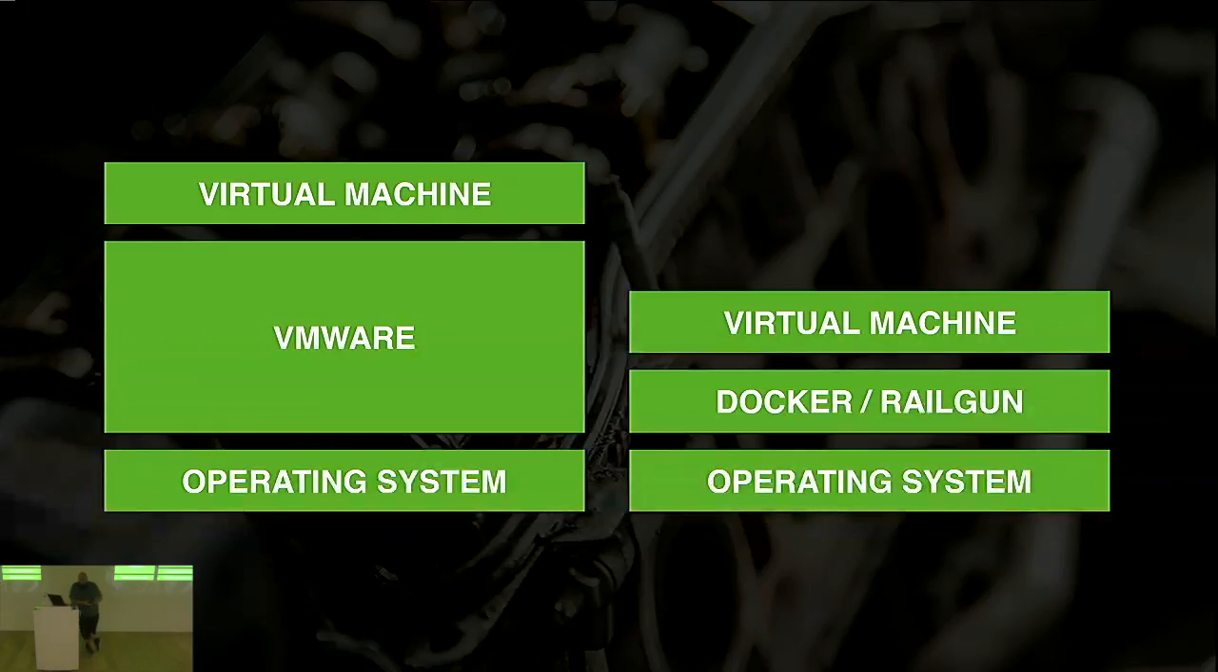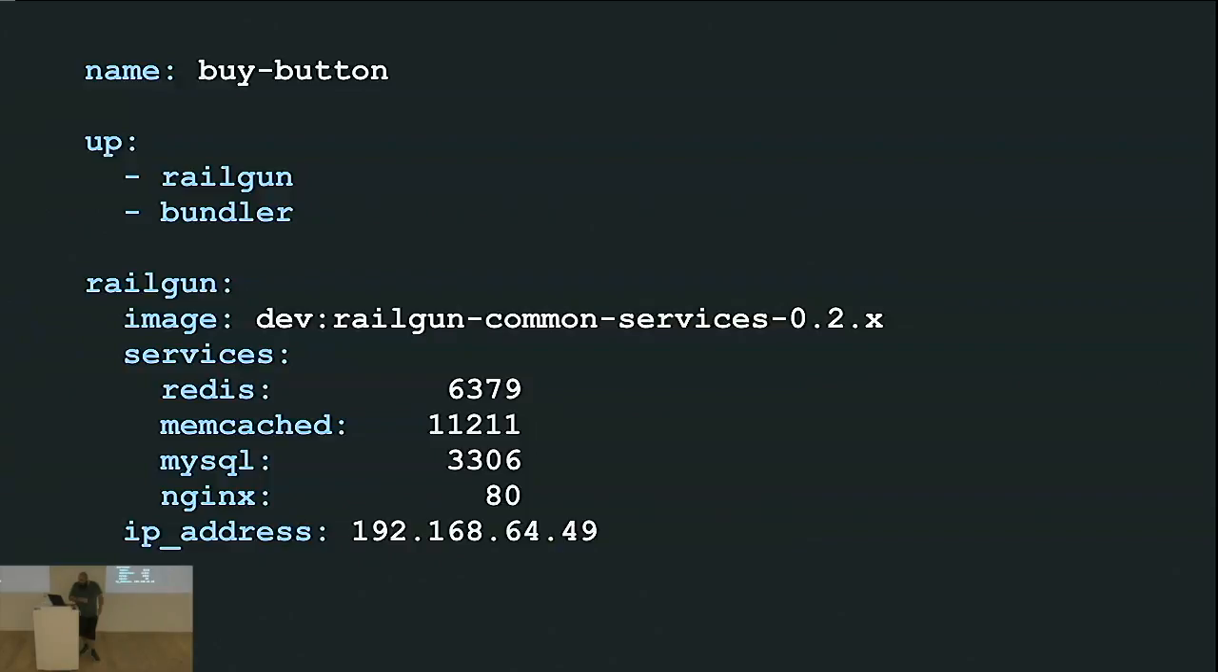So because Docker for Mac wasn't a thing yet, we decided to build our own Docker-esque container system based on Xhive. We called it Railgun. This is how a project specifies that it needs Railgun. All of that stuff is auto-generated when you add a dev.yaml file or you start a new project. You just delete the services that you don't want.